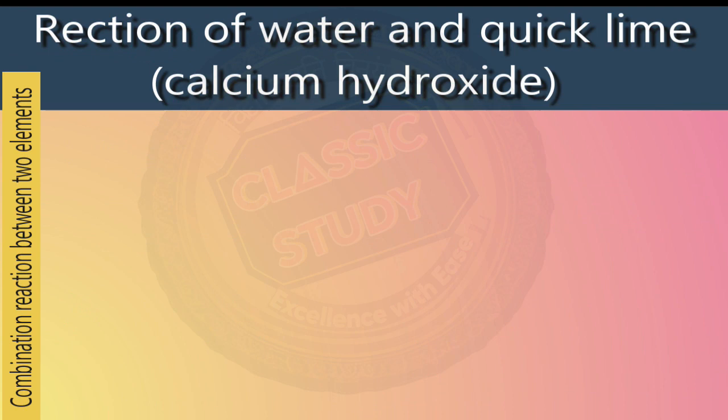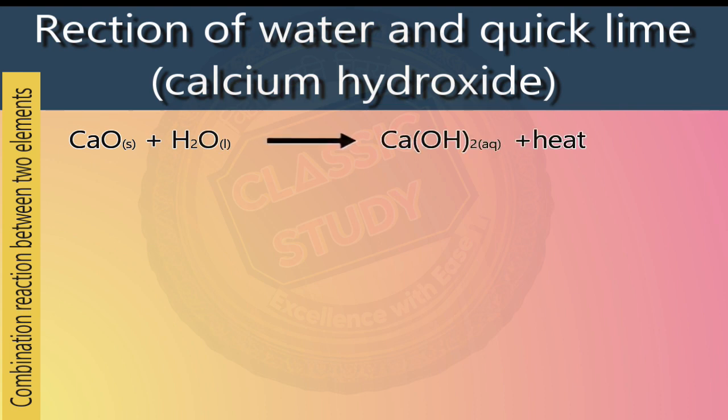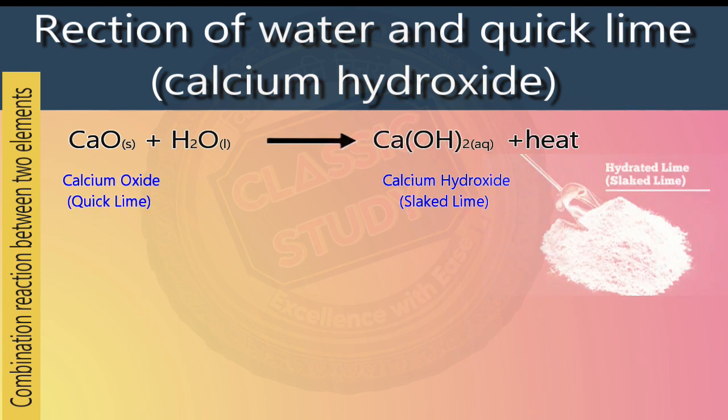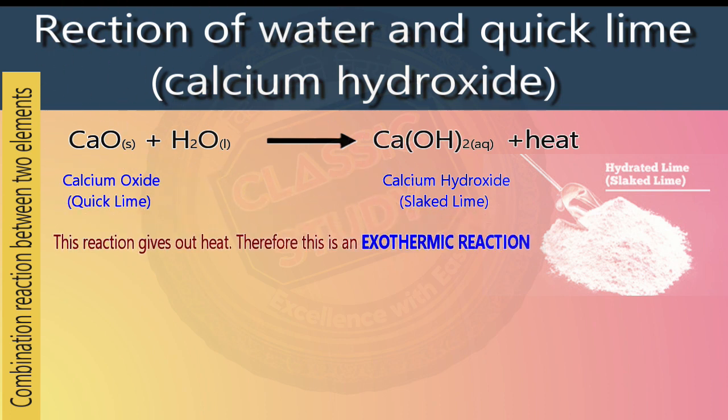Next reaction is reaction between water and quicklime, called calcium hydroxide. CaO, calcium oxide, also called quicklime, combines with water to give calcium hydroxide, Ca(OH) whole twice, which is also called slaked lime, plus heat. As we can see, there is production of heat along with the products. So this reaction gives out a lot of heat. Therefore, it is an exothermic reaction where heat is evolved.